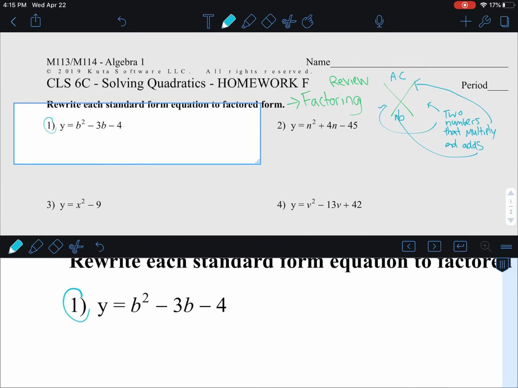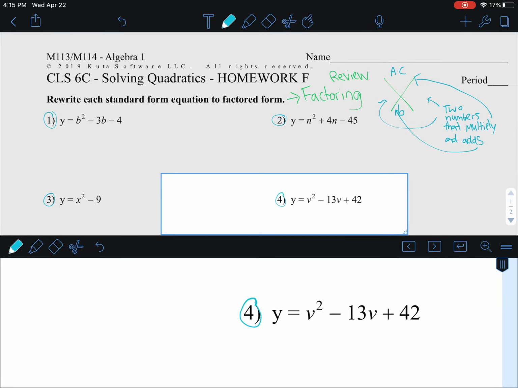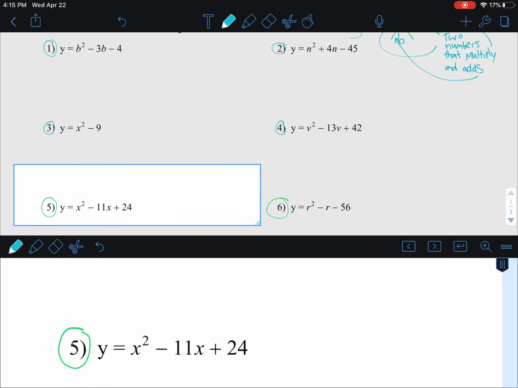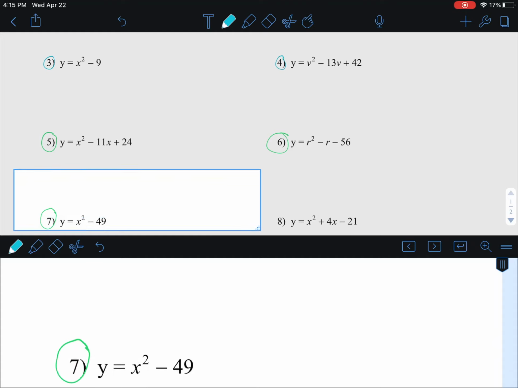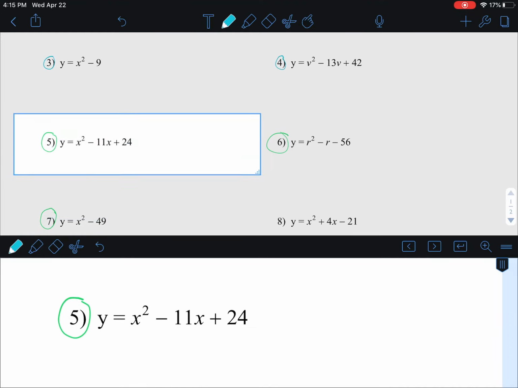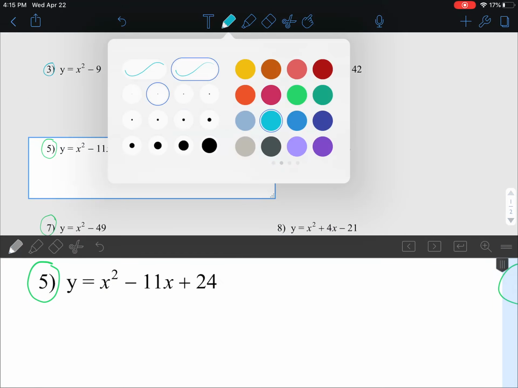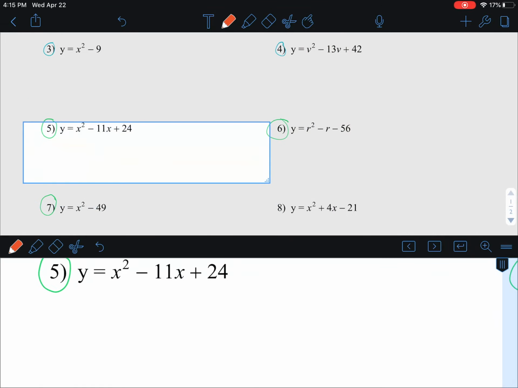You're going to have to do 1, 2, 3, and 4 for today's assignment. So I'm going to do 5, 6, and 7, because that is going to be a review of factoring that's going to help you figure out 1, 2, 3, and 4. Anyways, how do you do this? Again, we're using the X method here.